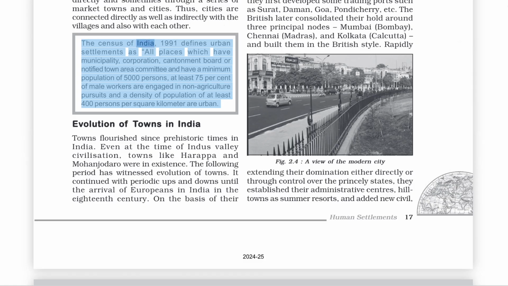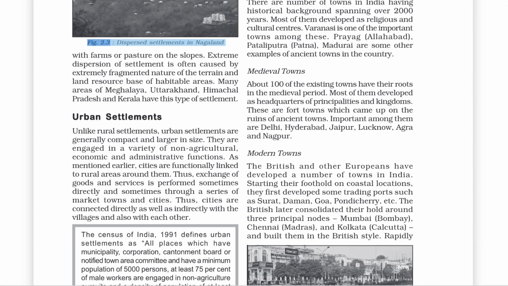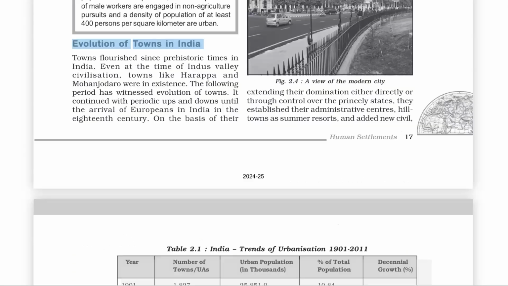The Census of India 1991 defines urban settlements as all places which have a municipality, corporation, cantonment board or notified town area committee and have a minimum population of 5,000 persons, at least 75% of male workers engaged in non-agriculture pursuits, and a density of population of at least 400 persons per square kilometer. Figure 2.4, a view of the modern city. Figure 2.3, dispersed settlements in Nagaland.